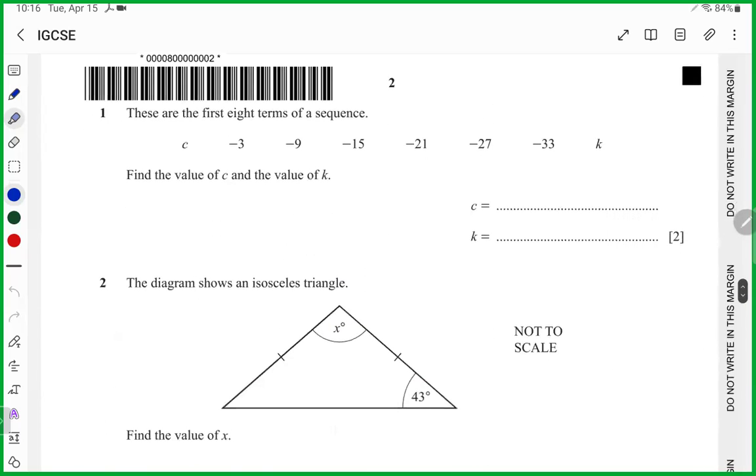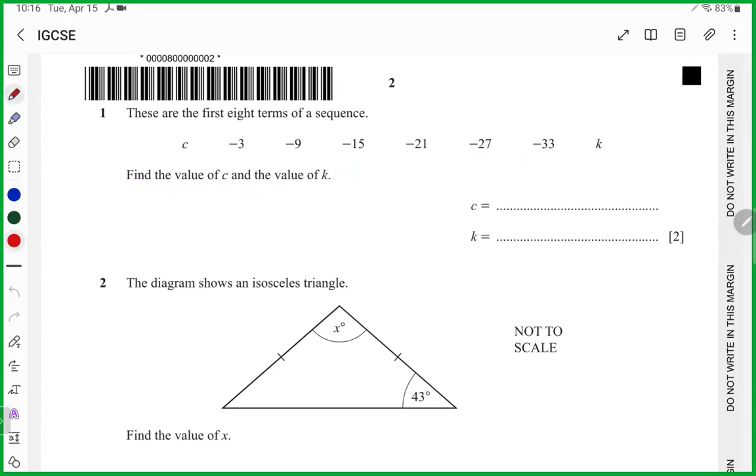So first of all, this is question number one. These are the first 8 terms of a sequence: C, minus 3, minus 9, minus 15, minus 21, minus 27, minus 33 and k. Find the value of C and the value of k.